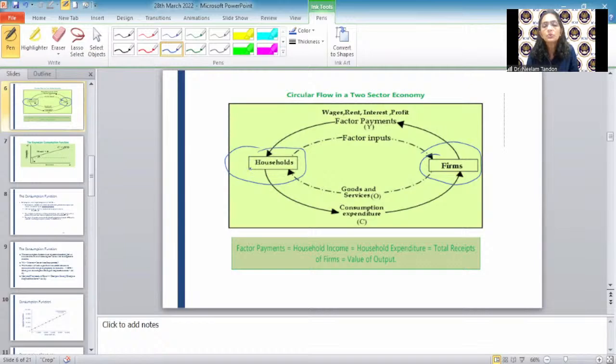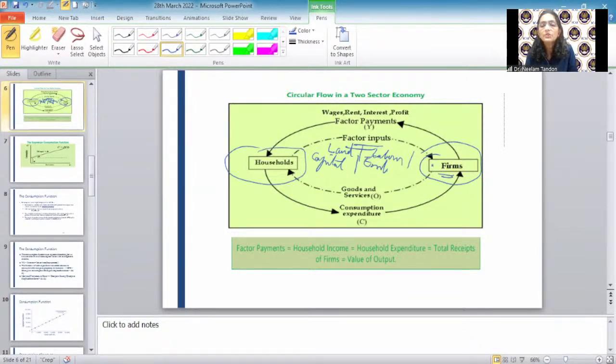So what do these households do? They give them services. What kind of services do they give? They give them factor inputs. So which kind of factor inputs are there? You have land, you have labor, capital, and you have entrepreneur. So these factor inputs are given to the firm.